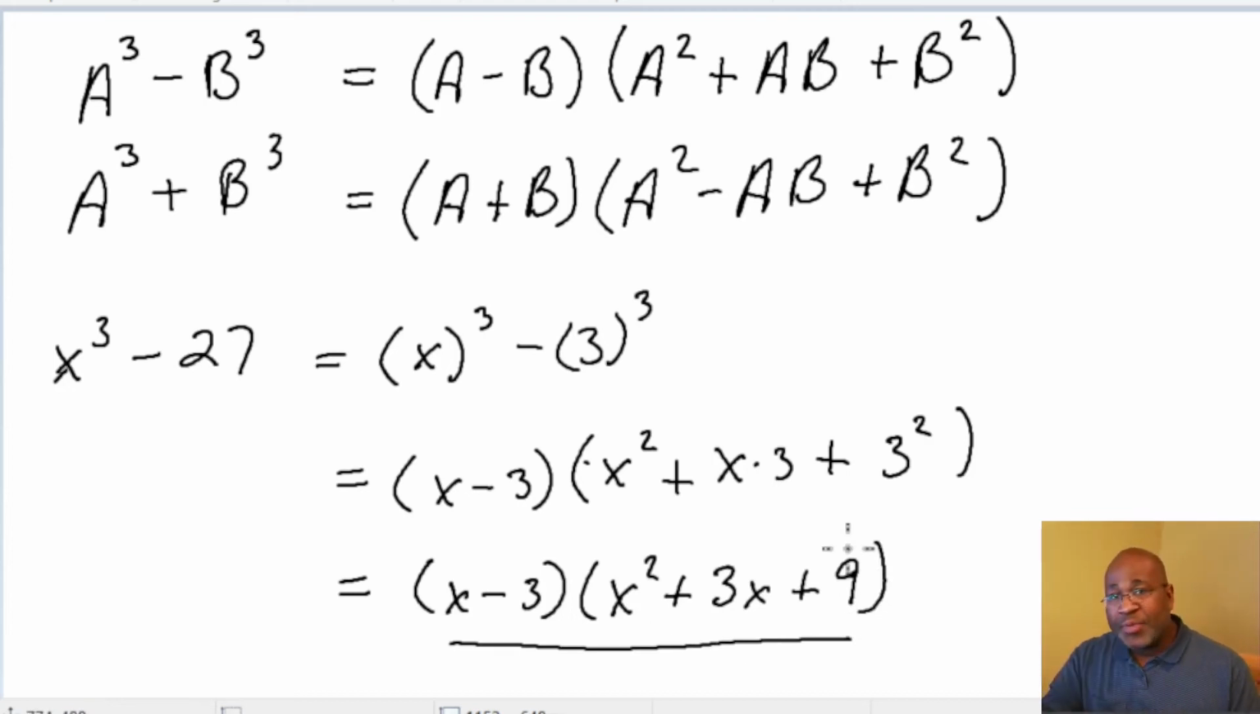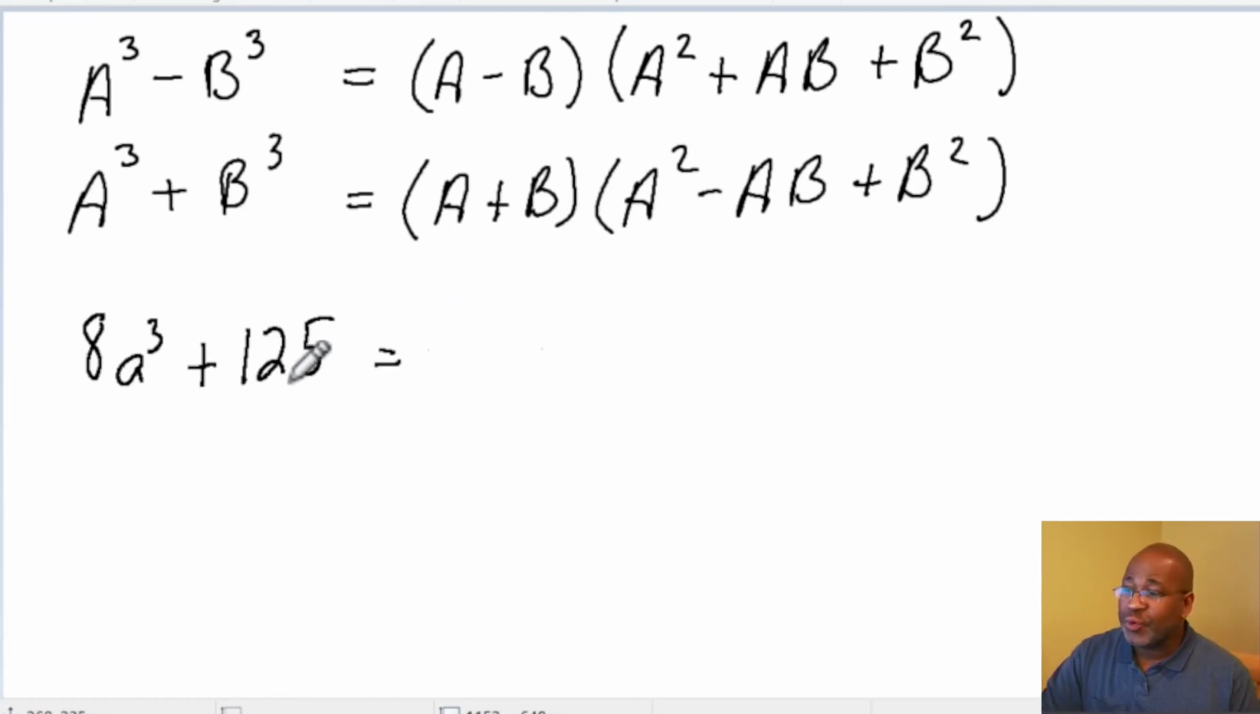Now you might be wondering, the trinomial part there, x squared plus 3x plus 9, is that factorable? Well, in this case, no. And 99% of the time, that trinomial part, when we apply the formula for the difference or sum of two cubes, will not be factorable. So you typically don't have to worry about doing anything about that one. We can just leave the answer as is.